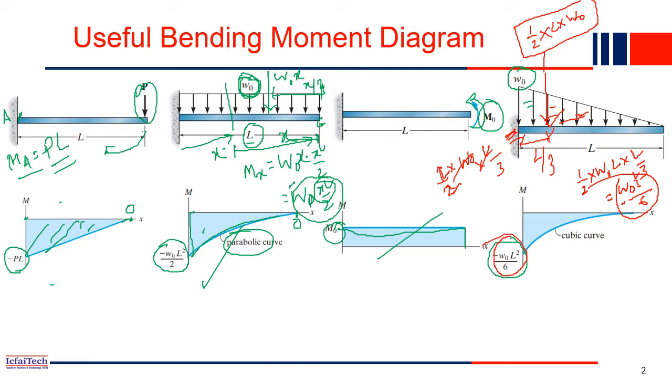And this equation, this is L cube, right? W L square by 6. So this is a cubic curve which will be acting here. So this is the equation for a cantilever, if a uniformly varying load is acting, then this is the bending moment diagram. So these few bending moment diagrams are very important, because in the next slide we'll discuss the application of each bending moment.